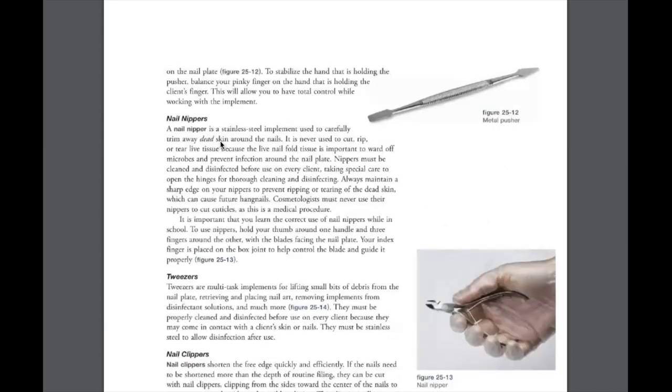Your nail nipper is a stainless steel. This is your metal pusher right here. And I'm pretty sure we've all seen them at the nail salons. A nail nipper is a stainless steel implement used to carefully trim away dead skin around the nails. It is never used to cut, rip, or tear live tissue because the live nail fold tissue is important to ward off microbes and prevent infection around the nail plate.